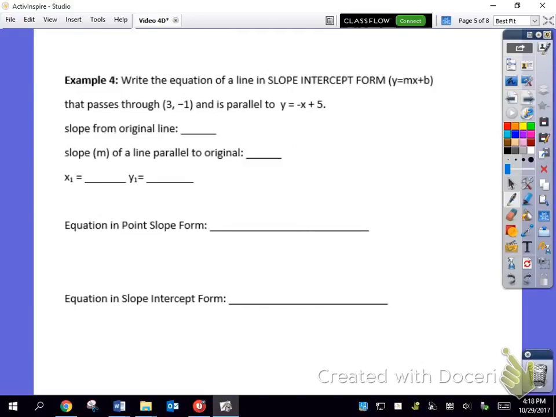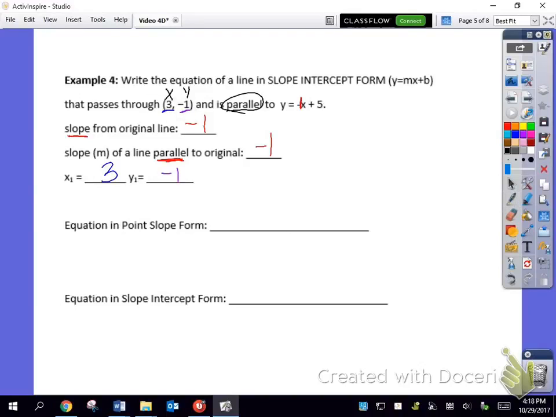On number 4, you've got an ordered pair. There's your x and y, and you want a line that's parallel. So if it's parallel, I have the same slope. Remember, your slope is always in front of x, and if there's no number there, put a 1. So that slope is negative 1, so the parallel line's slope is also negative 1. My x value is 3, and the y value is negative 1.